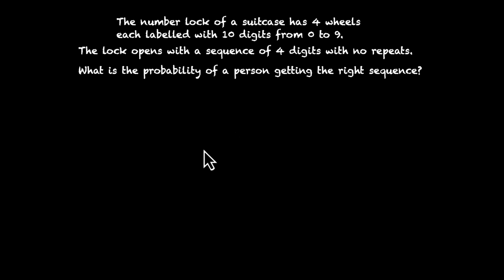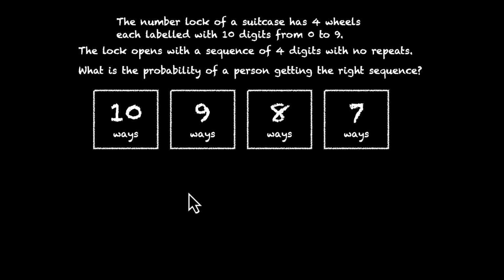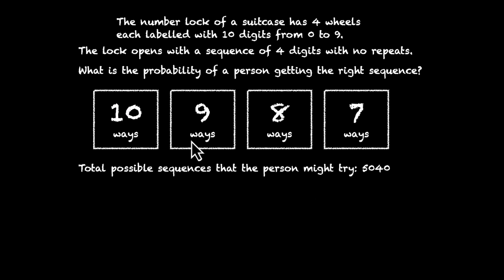Okay, so let's figure out how many total sequences are possible. 1, 2, 3, 4, 4 wheels. Each wheel has a digit, and because there are no repetitions, we can figure out the total number of possible sequences. The first place can be filled in 10 ways. We have 10 digits from 0 to 9. Once we have consumed one of them, we are left with 9, then 8, and then 7. So the total number of sequences is the product of 10, 9, 8, and 7.